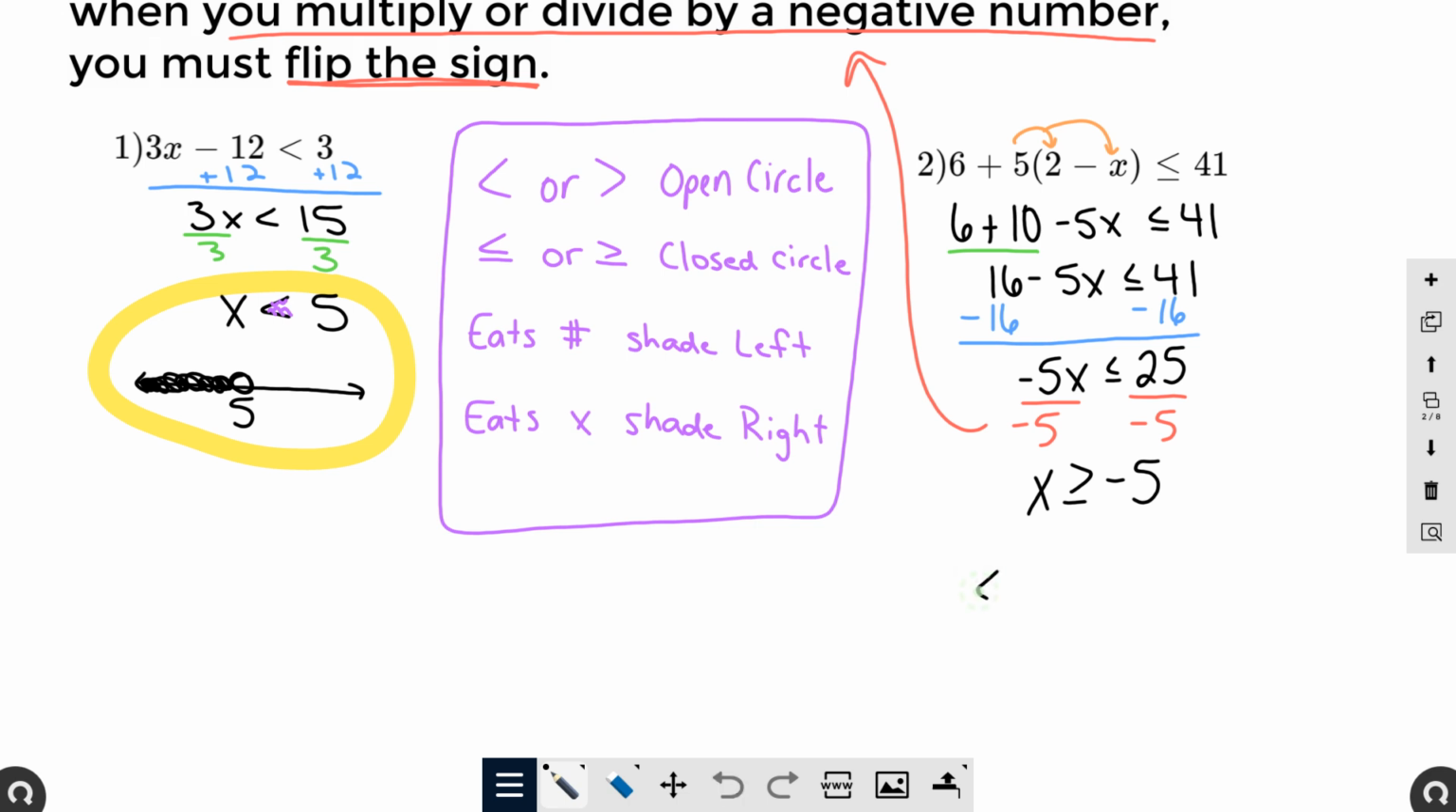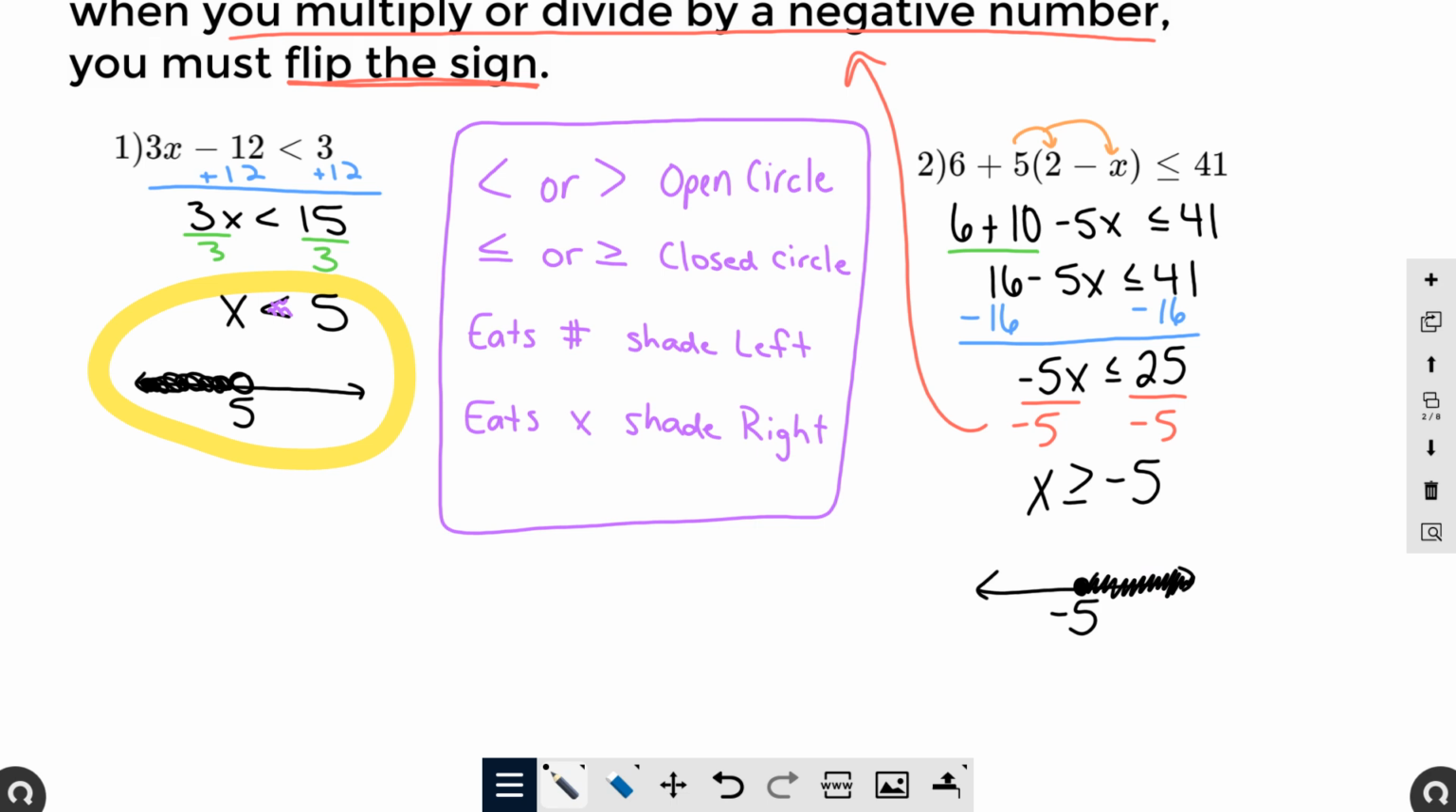All right, let's make our number line. So you make a line and put just the answer. That's all I need is the answer on the number line. Is it an open or closed circle now? Closed. How do we know it's closed? It's got the equal to. So if it's equal to that number, it can be that number. That's why we make a closed circle. And then, is it eating the number or x? X. So if it eats x, we shade to the right.